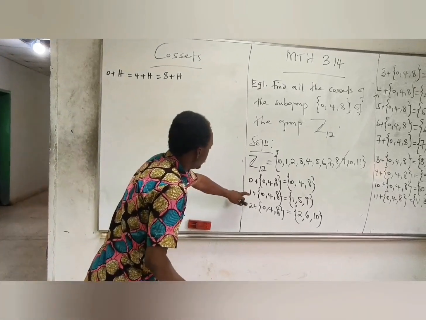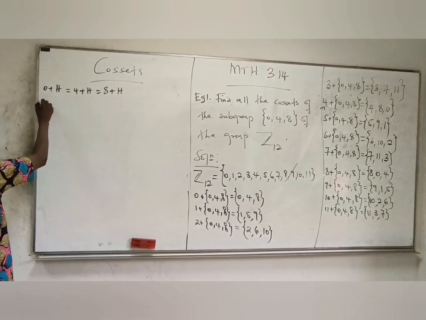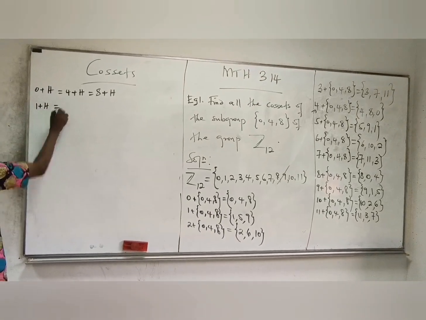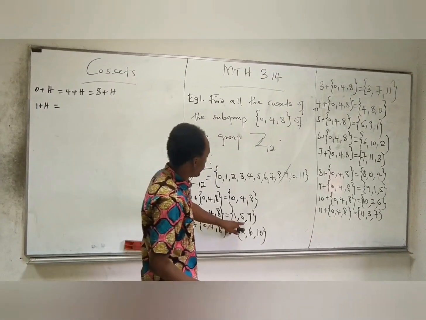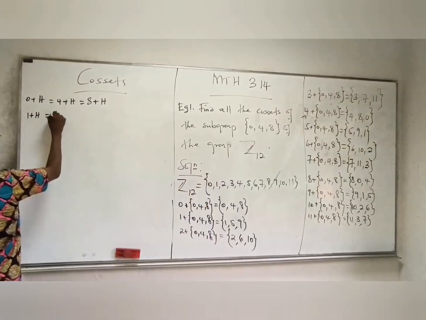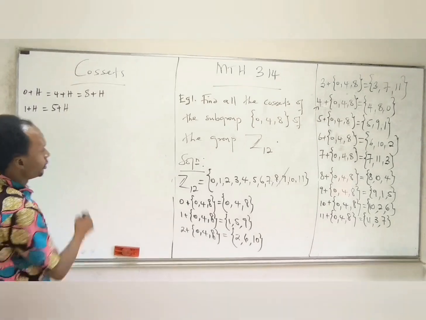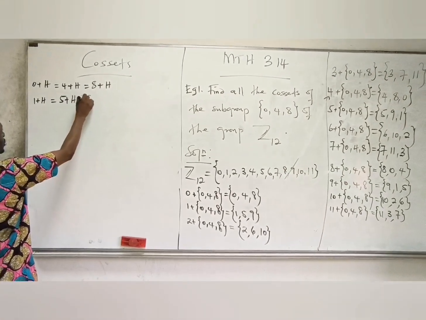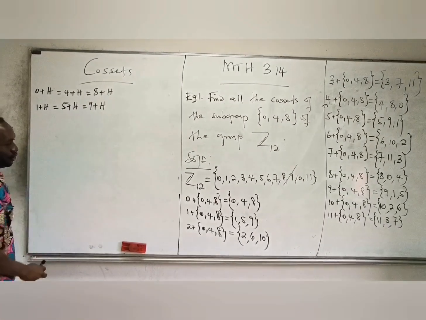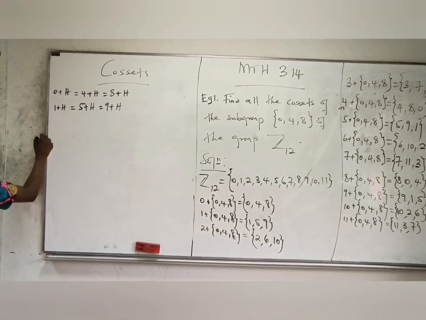What of this? This is 1, 5, 9. 1 plus 8. Isn't there another 1, 5, 9 somewhere? 5 plus 8. 5 plus what? Is there another 1, 5, 9? 9 plus 8. Is that all? Yes.